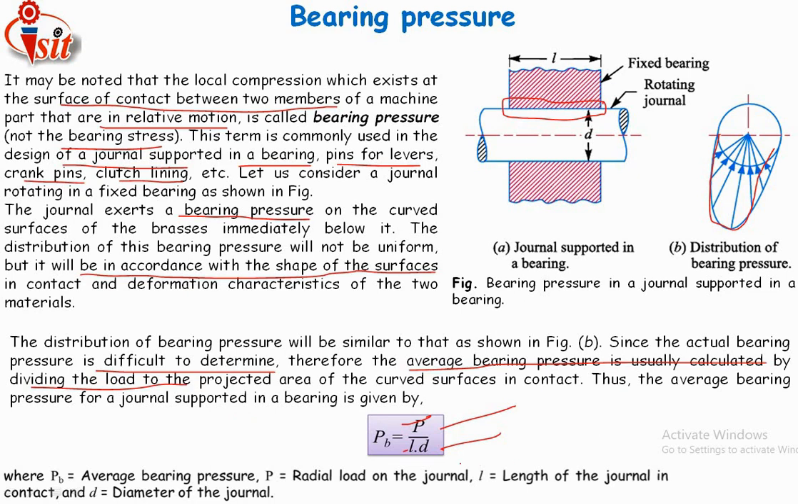Now l into d is the projected area of the curved surface in contact. Hence we can write bearing pressure as force upon projected area, l into d. Again keep in mind, bearing pressure is different and bearing stress is different. It is the pressure exerted by the rotating element on a bearing. The localized compression which exists at the surface of contact between two members of a machine or part that are in relative motion is called bearing pressure. So this is the concept of bearing pressure.